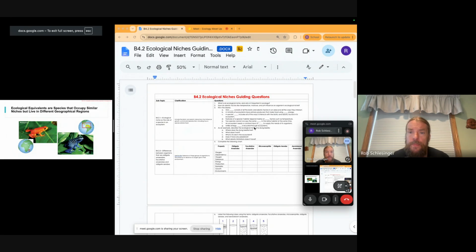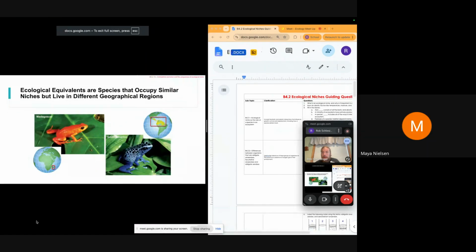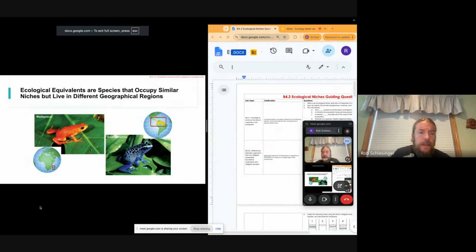And then I believe in here there's a little example of the dung beetle. Let's see if I can find that in here. Oh, this is kind of cool though. I should just show you this really quickly.